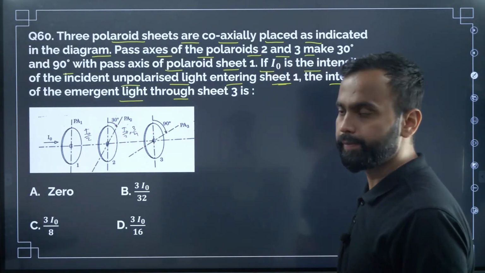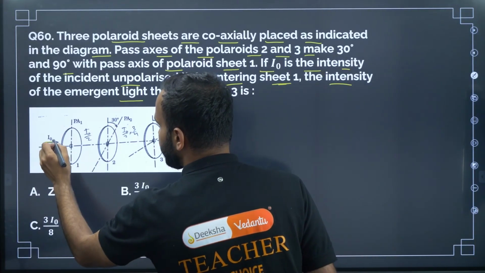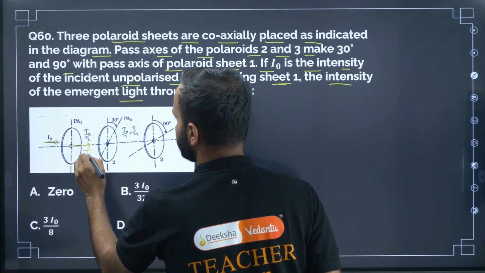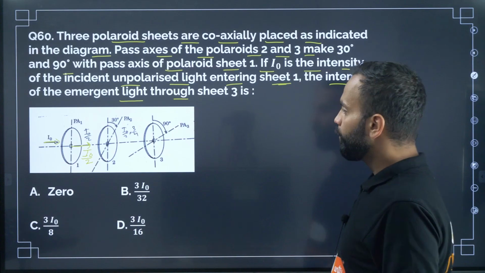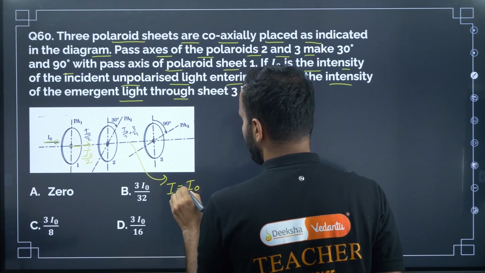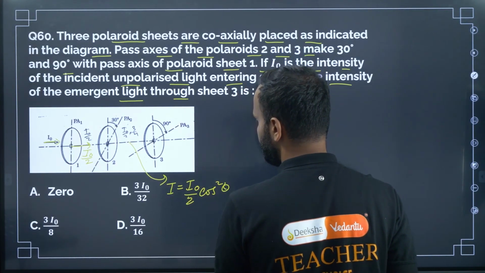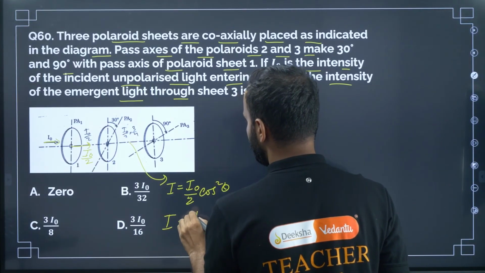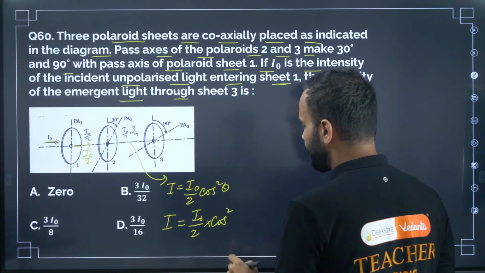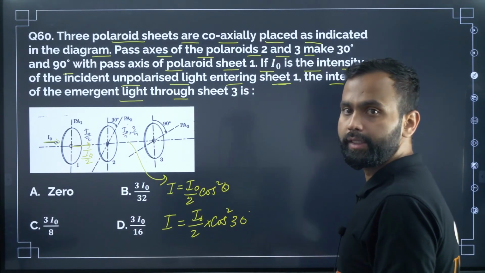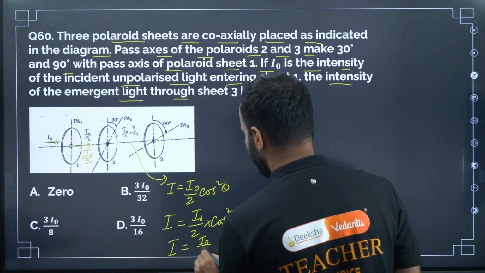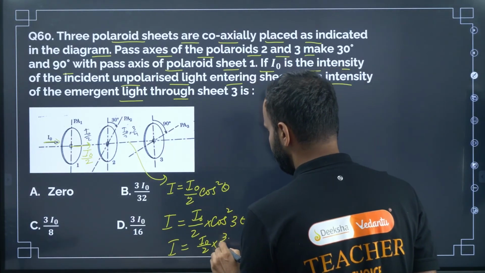Okay, so when the light passes through the first polaroid, what happens? Here the intensity becomes half, that is I naught by 2. When it passes through the second polaroid, the intensity I will be equal to I naught by 2 into cos square theta, and theta is 30°. So cos 30° is root 3 by 2. So I equal to I naught divided by 2 into root 3 by 2 whole square, which is 3 by 4.